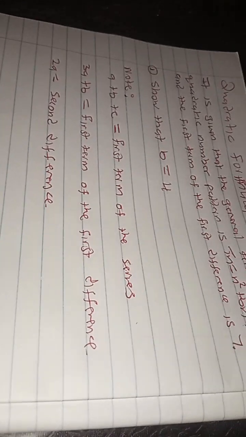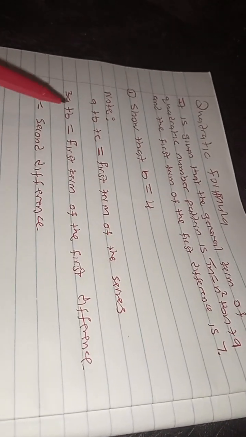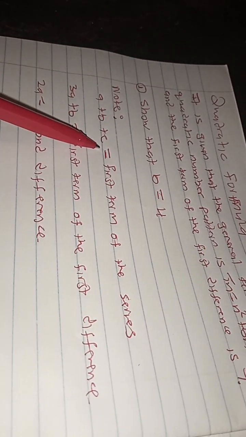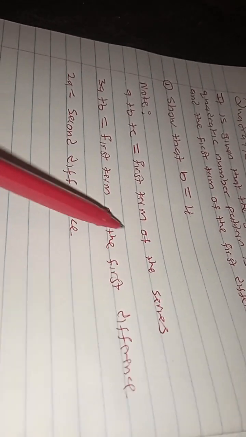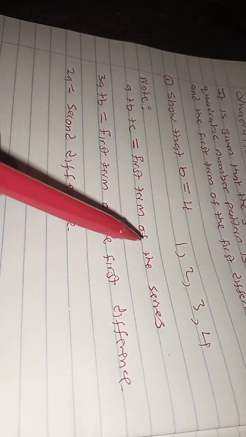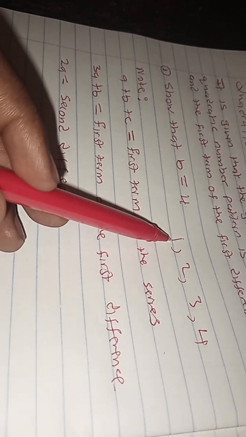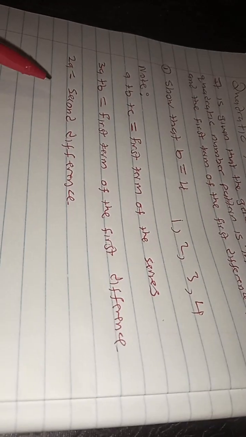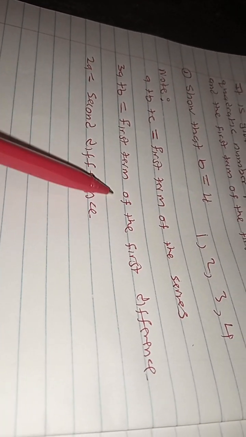Before we can work on that, let us take note that in a quadratic series or sequence, a plus b plus c is always equal to the first term. So given that your first term is 1, let's say we have 1, 2, 3, 4. Your a plus b plus c will always be equal to the first term of the series. And then 3a plus b is always equal to the first term of the first difference.